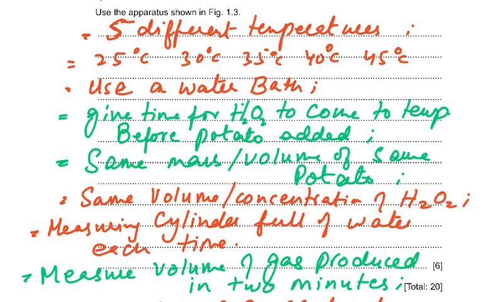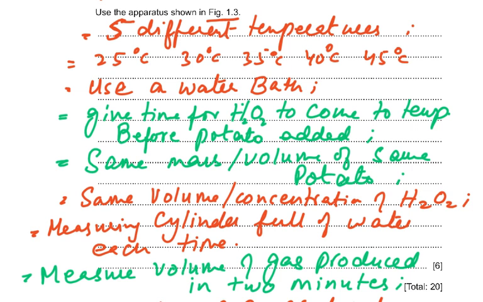Now, as it says, use the apparatus shown in figure 1.3, so you must refer to that. So 5 different temperatures, 25, 30, 35, 40. Writing the units is very important: degrees Celsius. Use a water bath. Give time for hydrogen peroxide to come to temperature before the potato is added. Same mass or the same volume of the same potato.